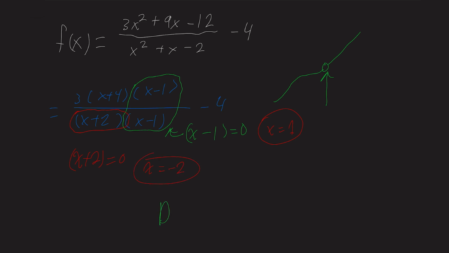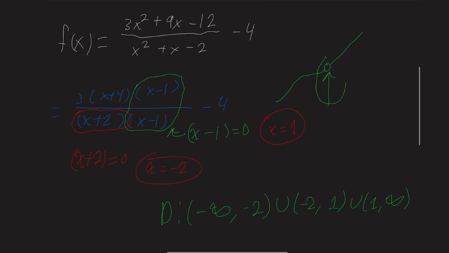And we're going to write our complete domain now as negative infinity up to negative 2 exclusive, union negative 2 up to 1 exclusive, then 1 up to positive infinity. Okay, so you can see here that we have a removable discontinuity as we defined here, and we have a vertical asymptote, which is a discontinuity that was not removable. And so this is how you find your discontinuities, by determining your domain.